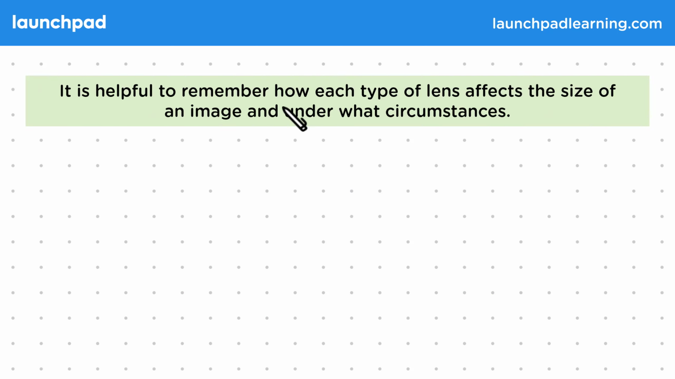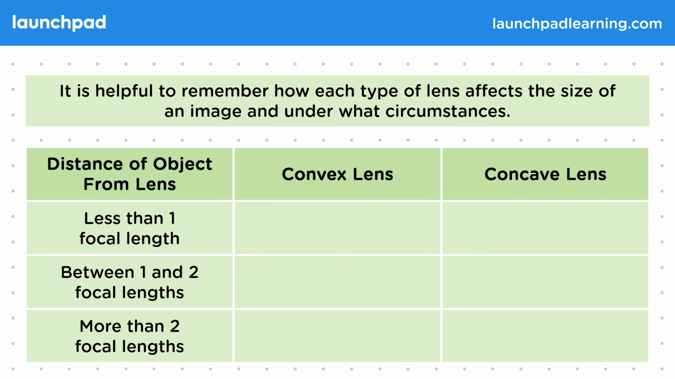Now it's helpful to remember how each type of lens affects the size of an image and under what circumstances. So let's fill in this table of the different cases we've looked at. For a convex lens, when the object was placed between the lens and the focus, we created a large virtual image. So this is a magnified image.